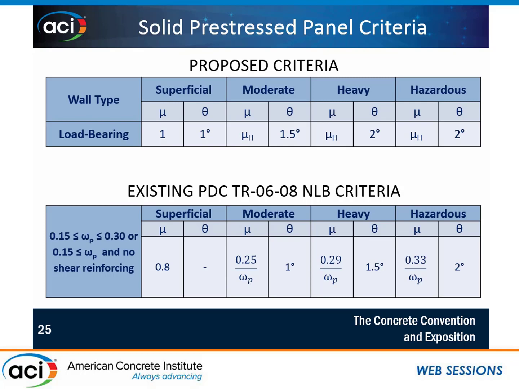Ultimately, these are the response limits that we came up with. So 1.5 degrees at moderate, 2 degrees at heavy, and likewise hazardous is 2 degrees. And if we compare these back to the existing non-load bearing criteria, we're actually allowing people to go a little bit further than the non-load bearing criteria. The importance of this is that if people have already been designing panels for load bearing without using a set of criteria, or using the existing non-load bearing criteria, those panels could potentially actually be okay.